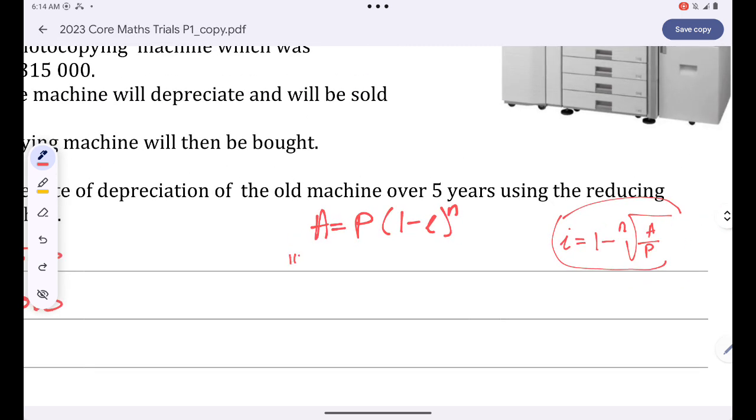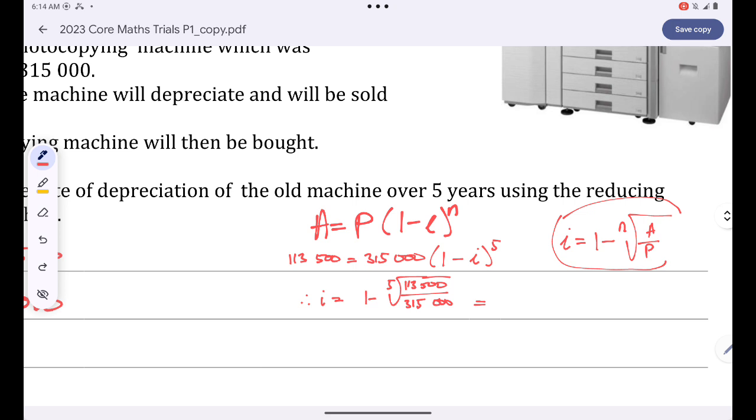A is equal to R113,500, and P is equal to R315,000. Then I have 1 minus i to the power 5. I therefore say i is equal to 1 minus the fifth root of 113,500 over 315,000. And then this will give me the interest.